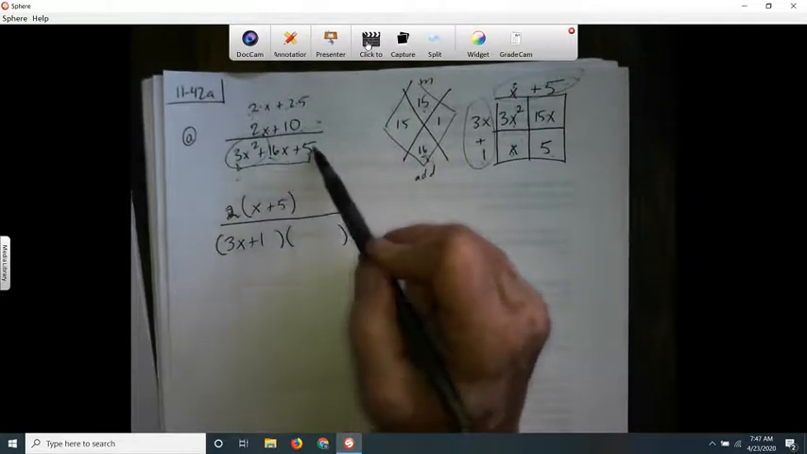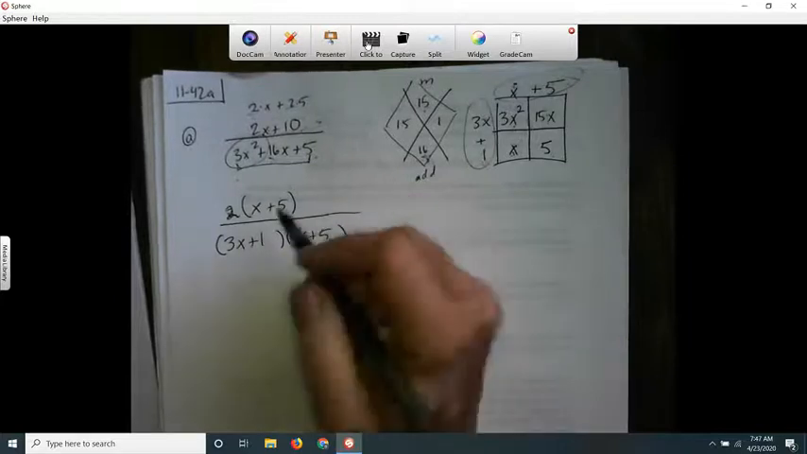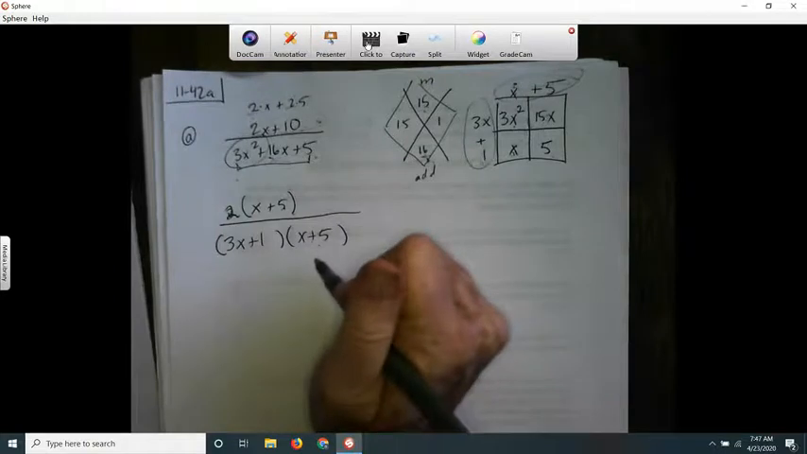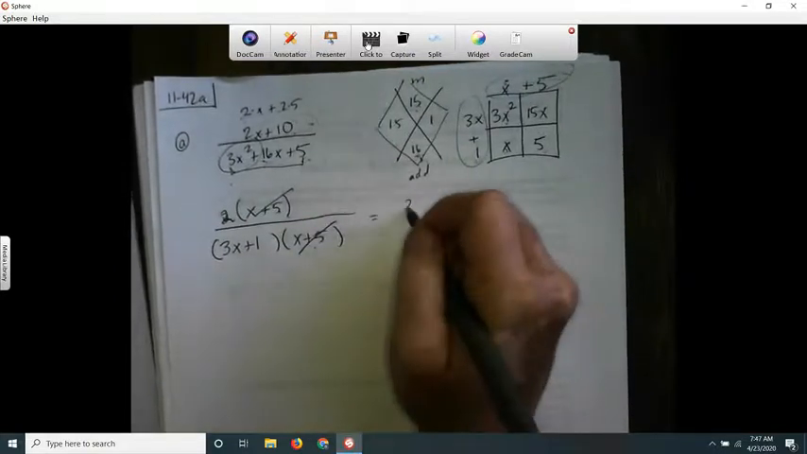Okay, now I wanted the x plus 5s, or I was hoping I would get a cancellation. This is a giant 1, so they cancel out, and then I just end up with my answer. That's my answer.